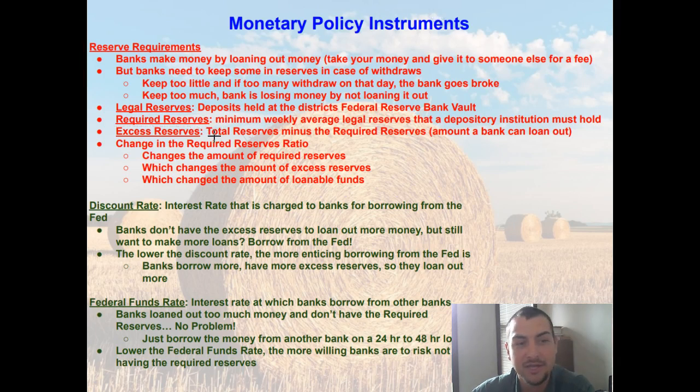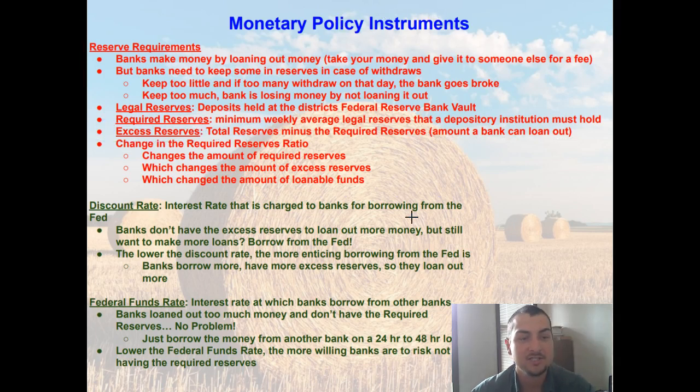Excess reserves. So the excess reserves are the total reserves minus the required reserves. The total reserves is how much money this bank has on hand. And if it's more than the required reserve amount, they can actually loan out that money. So these excess reserves are the amount that a bank can loan out.